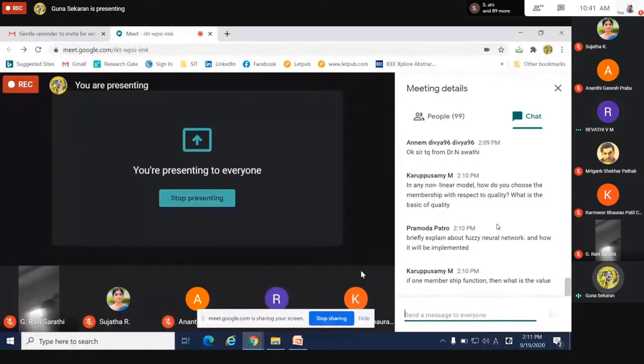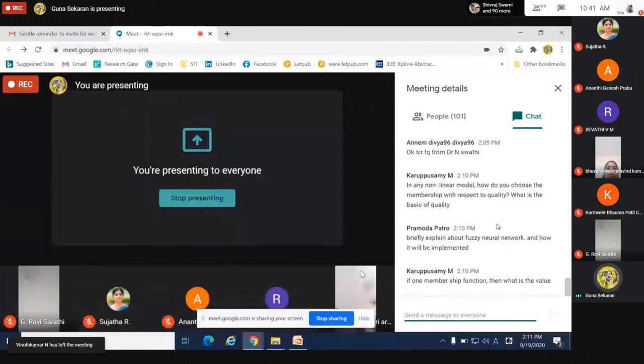Another thing is to briefly explain fuzzy neural networks and how they will be implemented. This is very difficult to implement for a fuzzy neural network. Basically, this neural network is a nonlinear system. Yes, of course, definitely. But this neural network will be linearized only using the Lipschitz condition, not using the fuzzy membership values.